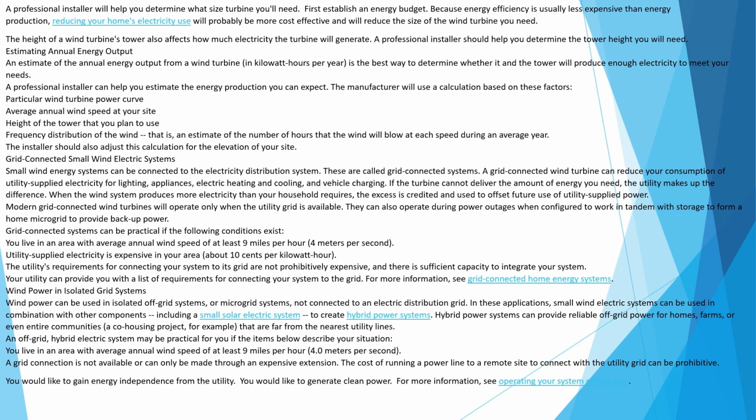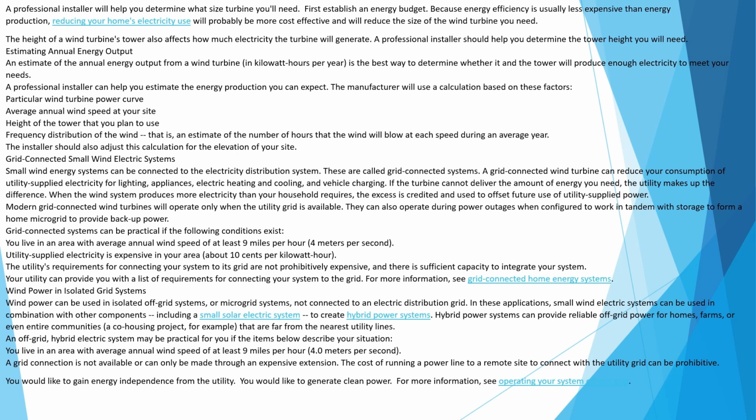When a wind system produces more electricity than your household requires, the excess is credited and used to offset future use of utility-supplied power. Modern grid-connected wind turbines will operate only when the utility grid is available. They can also operate during power outages when configured to work in tandem with storage to form a home microgrid to provide backup power. Grid-connected systems can be practical if the following conditions exist.